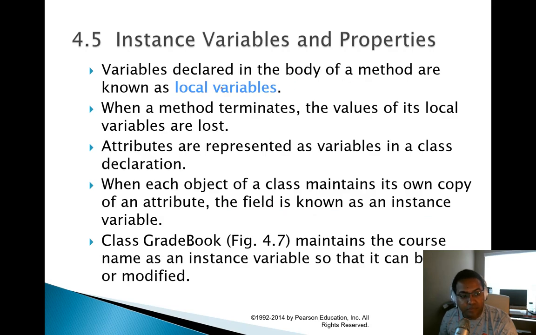Variables declared in the body of a method are known as local variables. When a method terminates, the values of its local variables are lost. Attributes are represented as variables in a class declaration. When each object of a class maintains its own copy of an attribute, the field is known as an instance variable. Class gradebook maintains the course name as an instance variable so that it can be used or modified.